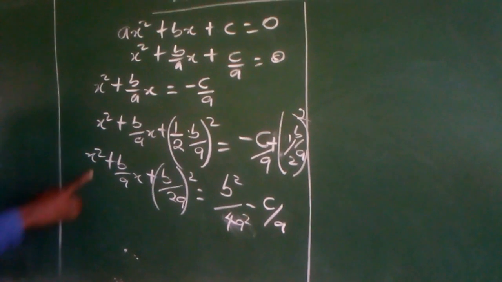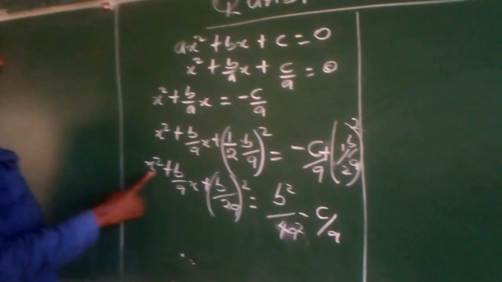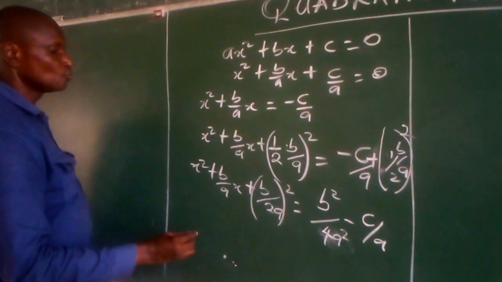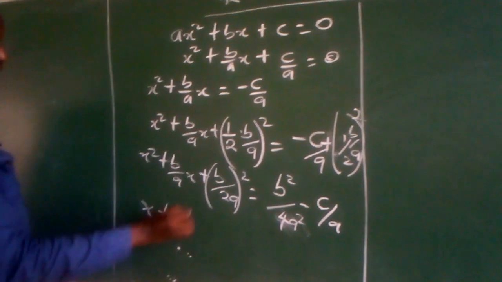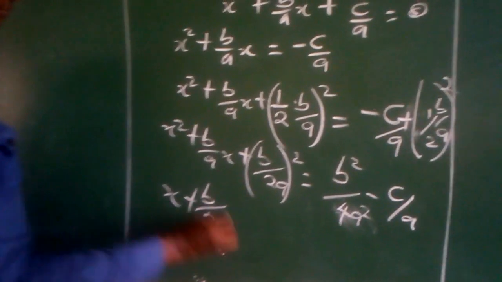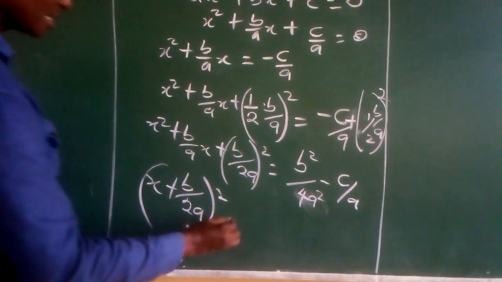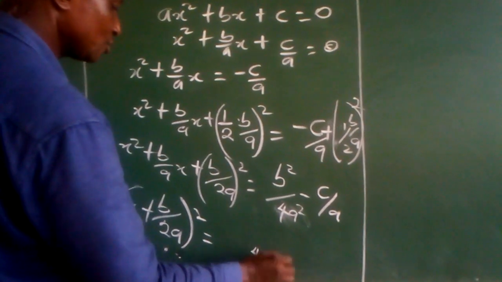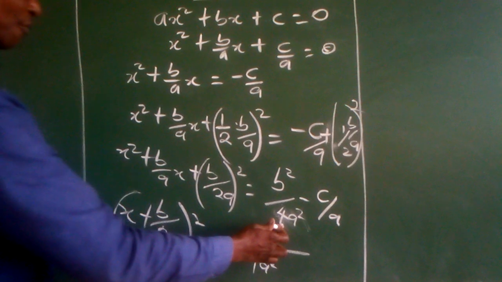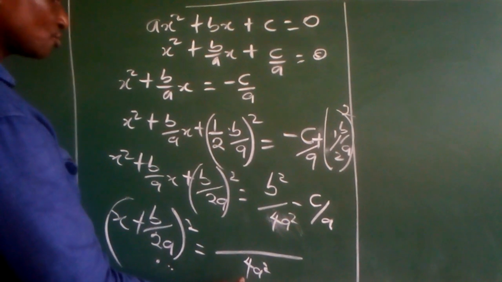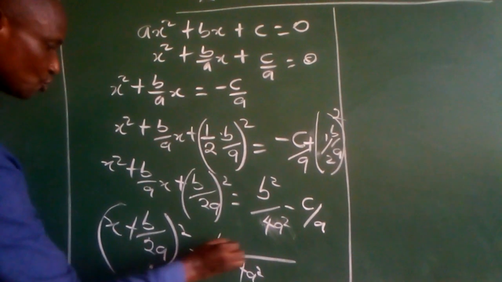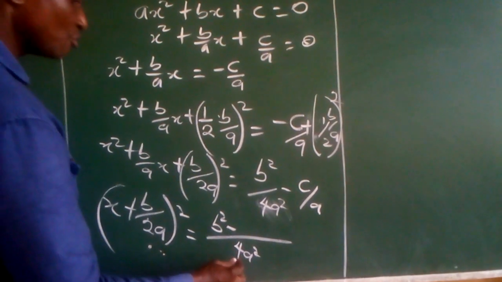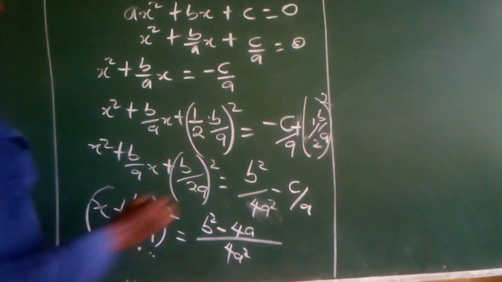So that you pick the square factors. The square factors are x and b over 2a. Square it to give us x plus b over 2a all squared is equal to the LCM between this and this, which is 4a squared. And 4a squared here gives us 1, multiplied by b squared, minus a into 4a squared will give you minus 4a.